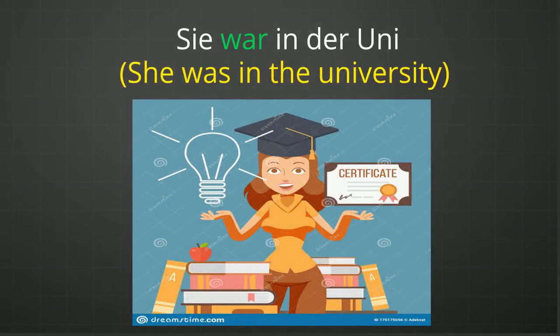Sie war in der Uni. Sie is the subject. War is the conjugated form of Präteritum verb. The incident happened in past, and that is why war is the verb.